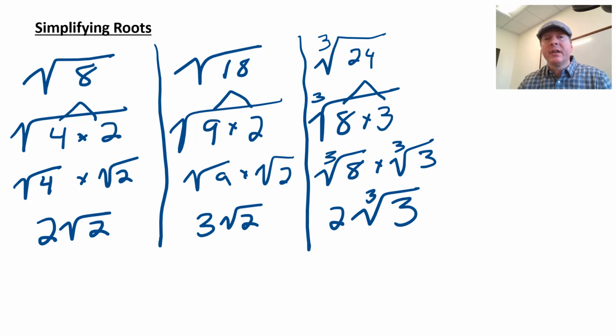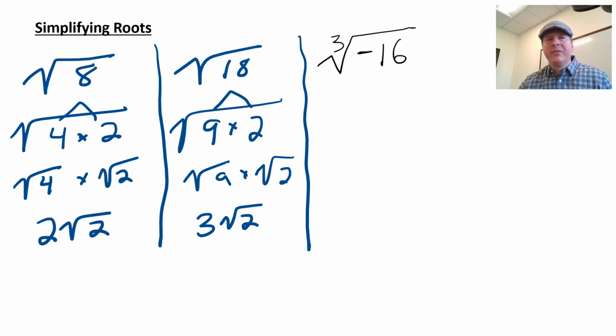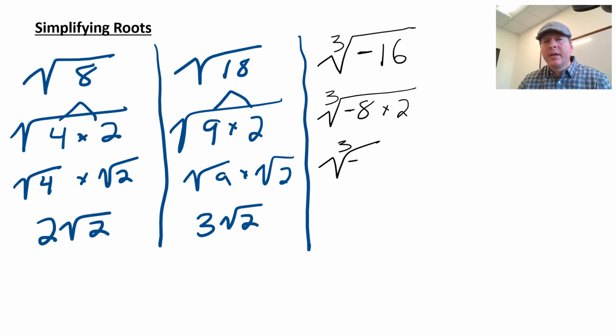Let me do a little erasing. How about the cube root of -16? Well, is 16 divisible by any number that is a perfect cube? Yes, 16 is also divisible by 8. 8 is a perfect cube. So the cube root of -16 is the same thing as the cube root of -8 times 2. That's the cube root of -8 times the cube root of +2. So that's what? -2 times the cube root of 2.